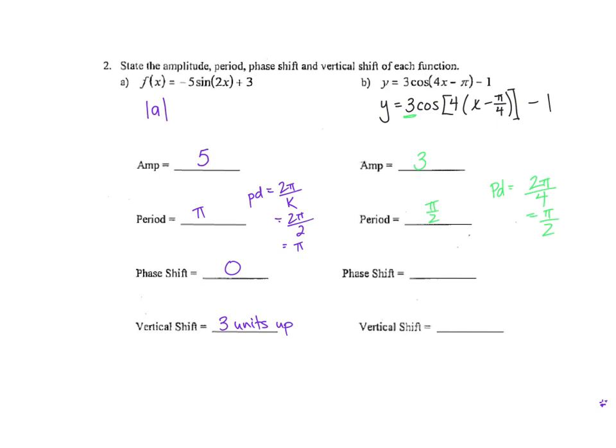Phase shift, we notice horizontal is opposite of how we read it in our equation, so we have a shift of pi by 4 units right. And we have our vertical shift, we are shifting down 1 unit. So again, the point of that example was to get us thinking about where the key pieces of information are coming from in our equation.